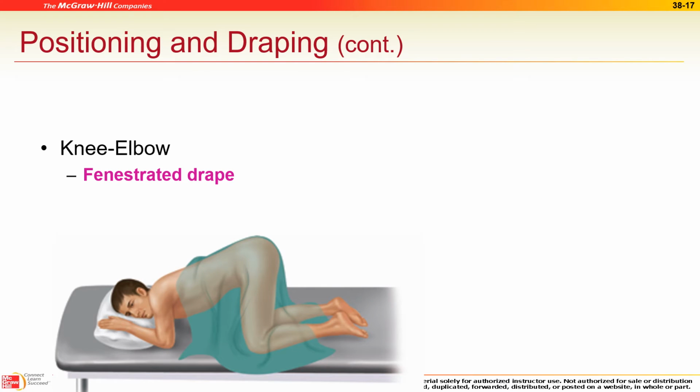Fenestrated drape. This is the obviously knee elbow position. Fenestrated means, what does that mean to be fenestrated? There's a hole, right? So instead of pulling all the way up a corner to access the rectal area, there's going to be a slit, and then you can just access the area from there. That's what fenestrated means.